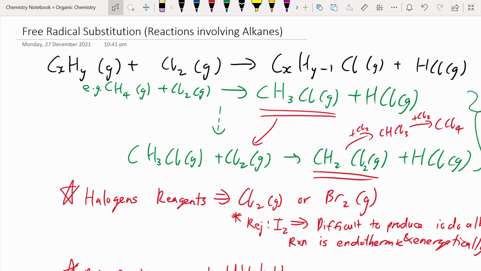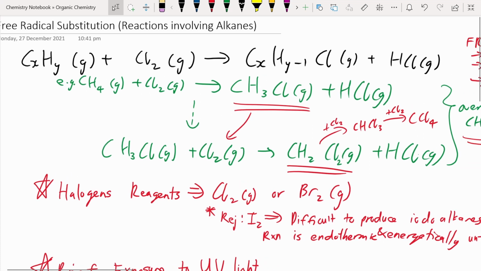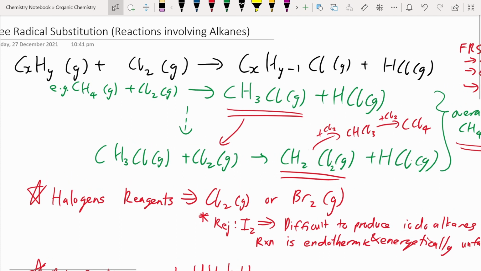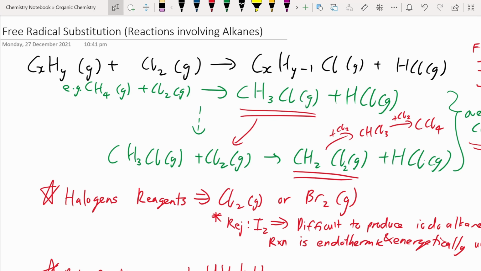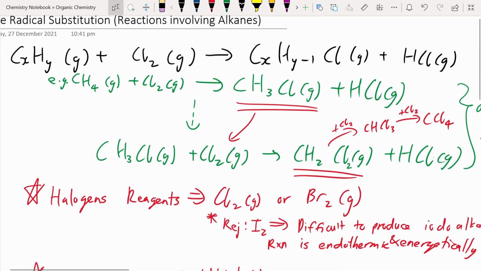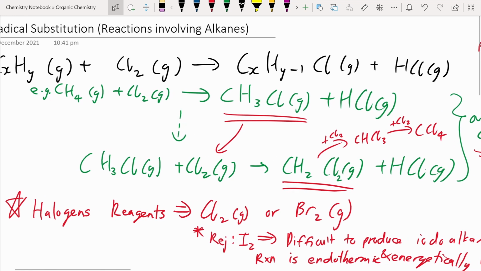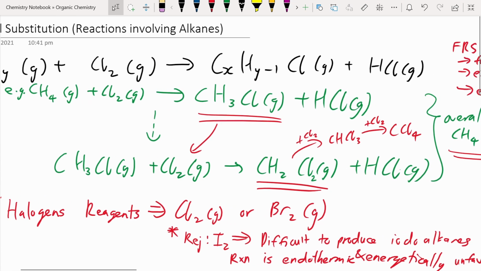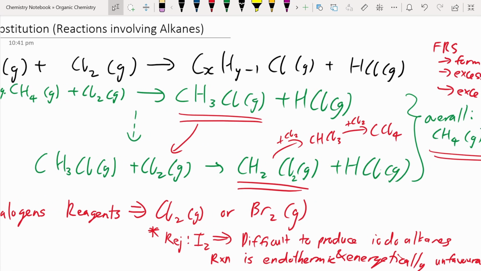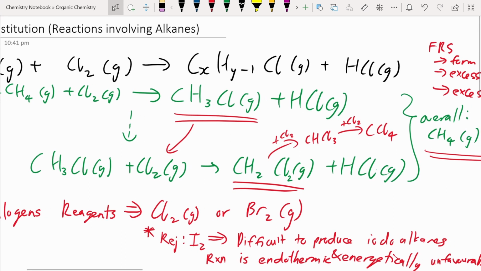So the thing we're going to address is free radical substitution of alkanes. The words written in black show the general equation for free radical substitution. One example is that methane gas can react with chlorine gas to form chloromethane and hydrogen chloride.